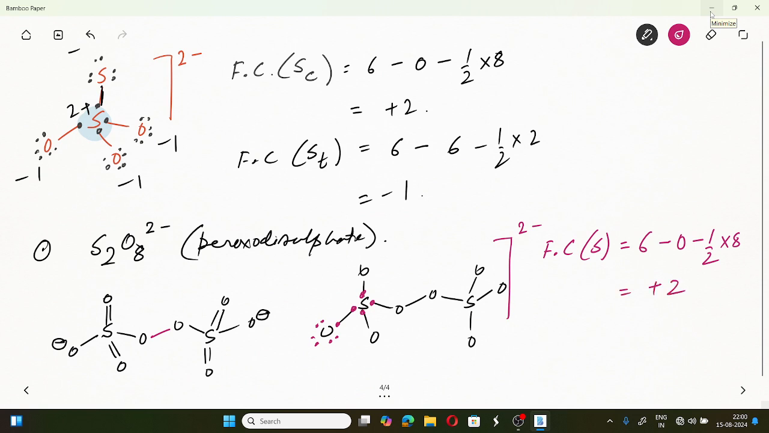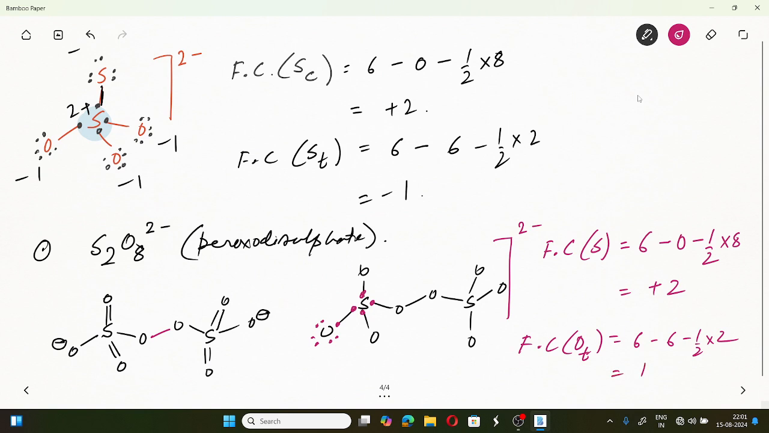Now at each of the central sulfur, look, if it is +2 here, and +2 here, so that makes +4. And at each of the terminal oxygens it will be -1, so the net charge is -2. Look, if you look at the terminal oxygens, at each of the terminal oxygens, 6 minus the number of lone pair electrons, which is 6, and the bond is one, so this is -1.